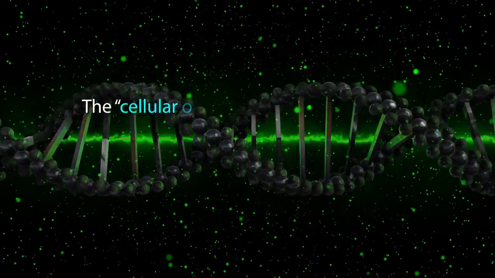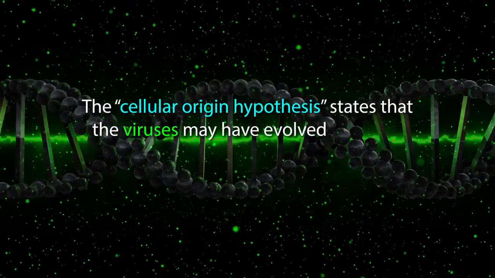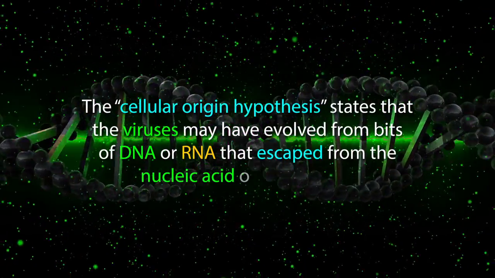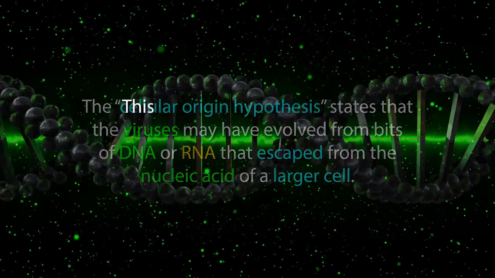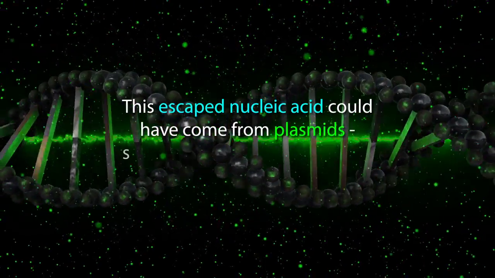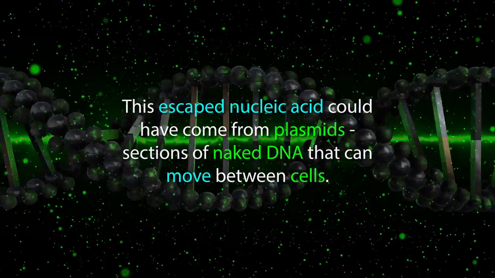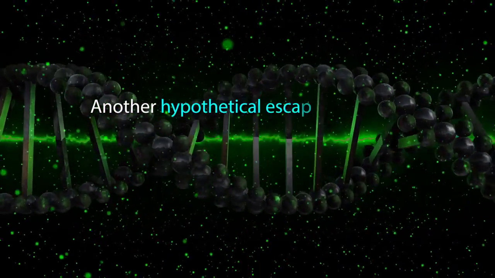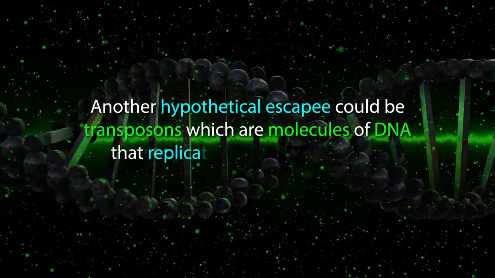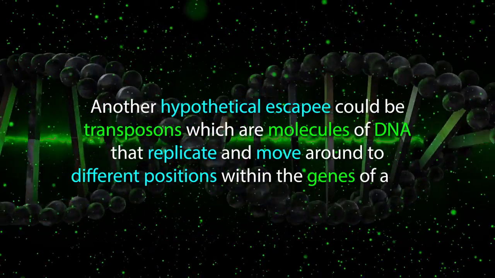The cellular origin hypothesis states that the viruses may have evolved from bits of DNA or RNA that escaped from the nucleic acid of a larger cell. This escaped nucleic acid could have come from plasmids, sections of naked DNA that can move between cells. Another hypothetical escapee could be transposons, which are molecules of DNA that replicate and move around to different positions within the genes of a cell.